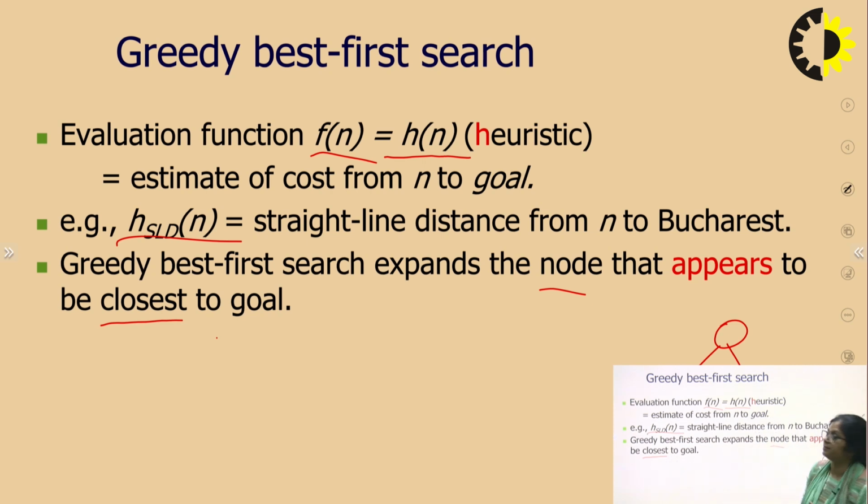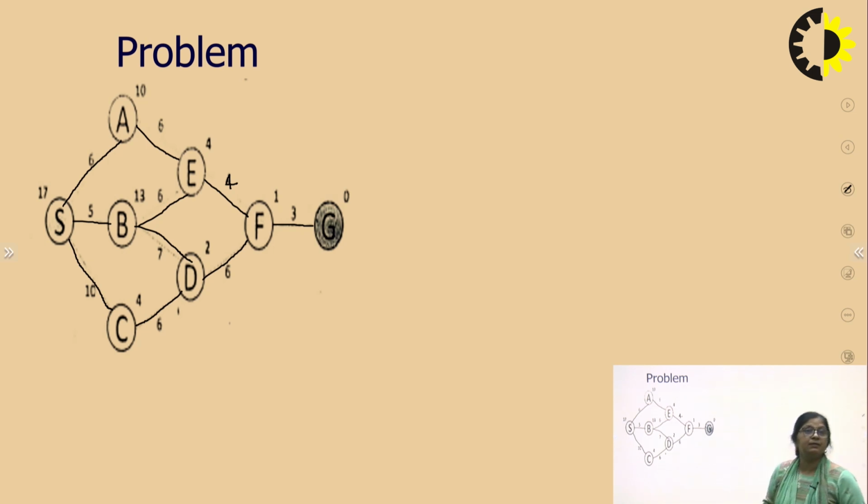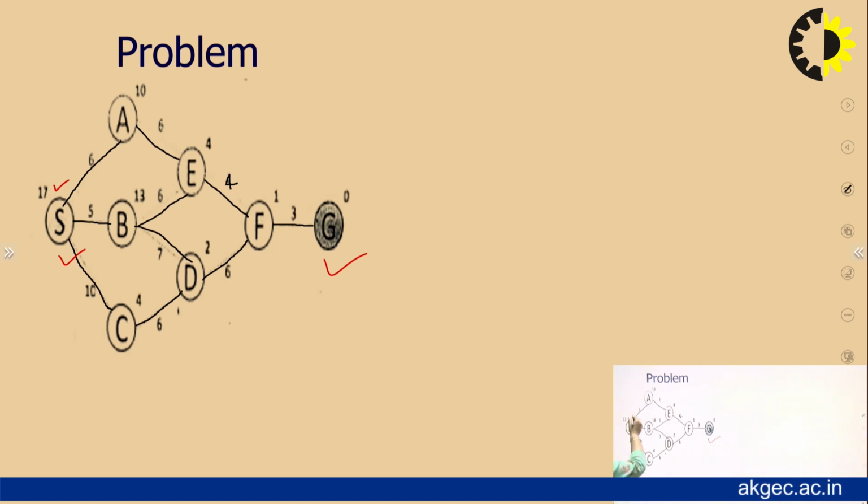So here I am taking firstly the numerical problem for greedy best first search. I have taken this diagram. In this, my source is S and G is the destination. The heuristic value is given on the nodes. For example, for S, 17 is the heuristic value to reach the goal G. From C, 4 is the heuristic value to reach G. So on each node, we are given the heuristic values.